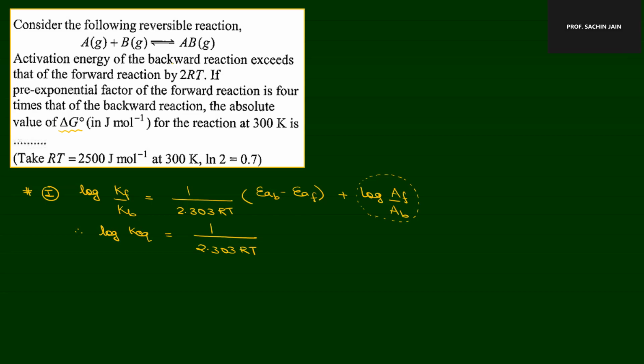E_f backward is given, exceeding that of the forward by 2RT, sorry, 2RT. So their difference is itself 2RT. So RT will directly cancel without substituting, and log of forward 4, it is 4 times. It's better to use ln here, right? Because ln 2 is given.